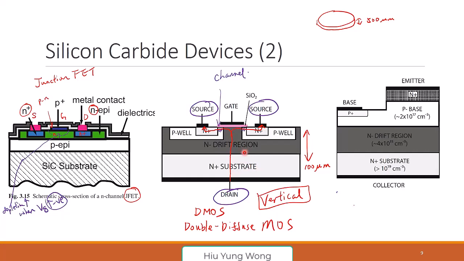On the right, this is a simple BJT, bipolar junction transistor. Maybe you don't know it because some of you might not learn this nowadays; we sometimes skip the BJT. I don't want to spend too much time. You have base, emitter, and collector. You see this base is like this. Again, I have a very thick drift region, a vertical BJT.